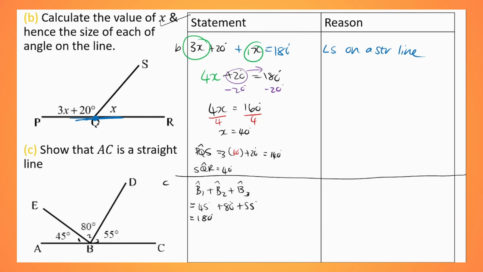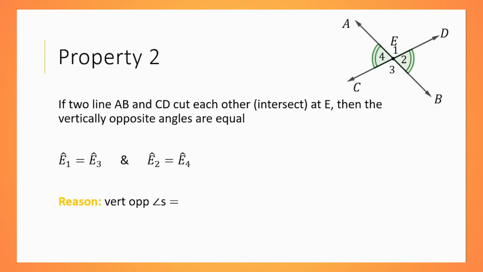So now we've found that when we add together, we get 180 as an answer. So you can say that AC is a straight line. And the reason, this is now where the geometry comes in, is because the adjacent angles are supplementary, because we just proved that it's 180. So therefore, it's a straight line. In the next video, we will look at vertically opposite angles.